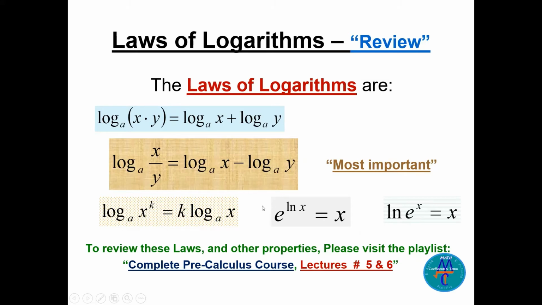And this is the power. e to the power ln of x is equal to x. ln of e to the power x is equal to x also. So if you know the rules, it's okay. If you need to review, you can go to lectures 5 and 6 of the pre-calculus course.